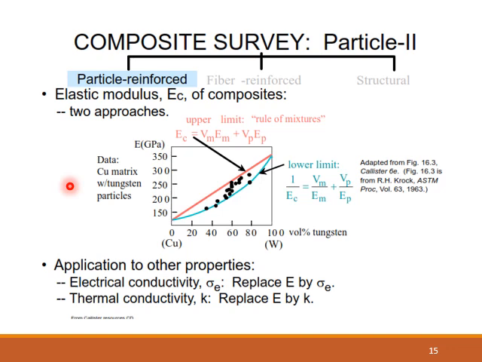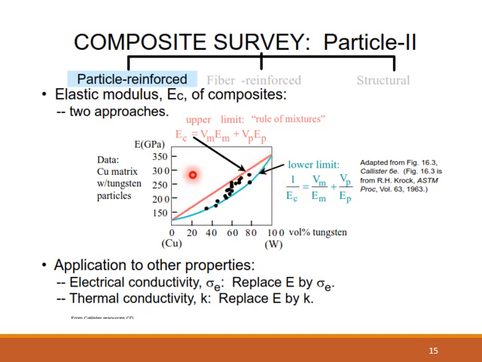So if you understand these three, it is sufficient for you to estimate what the property of the composite will be. For a particle reinforced composite, you have an upper and a lower bound. What these upper and lower bounds explain is that between these two bands, you can predict what the property of the composite will be.